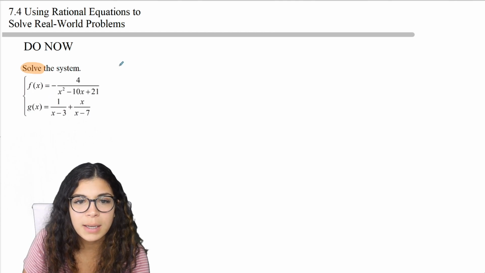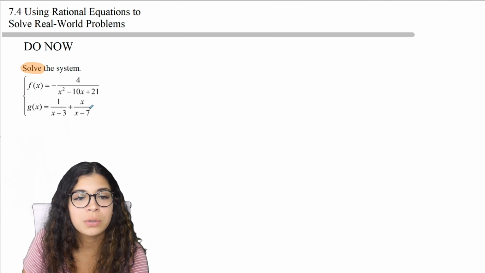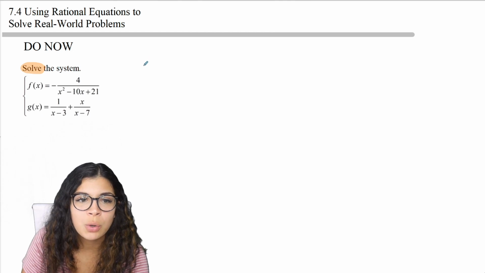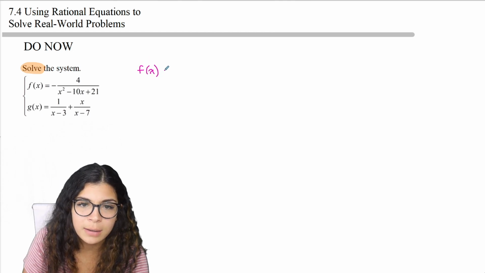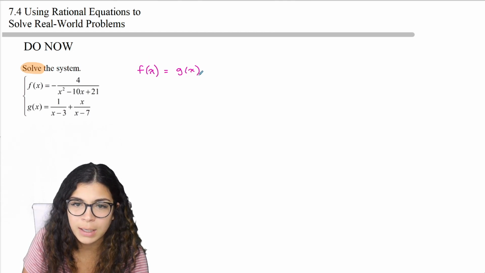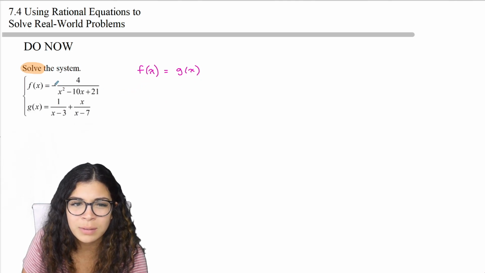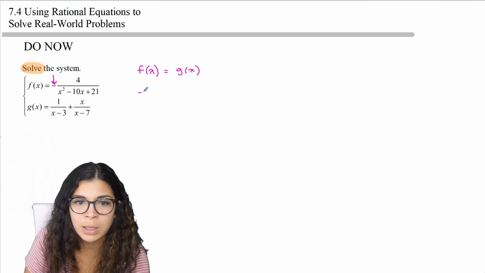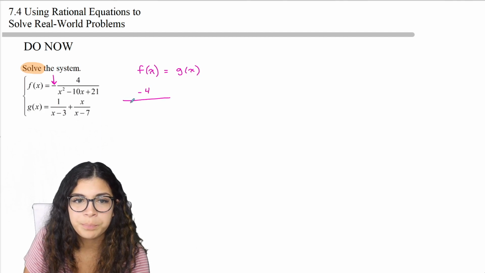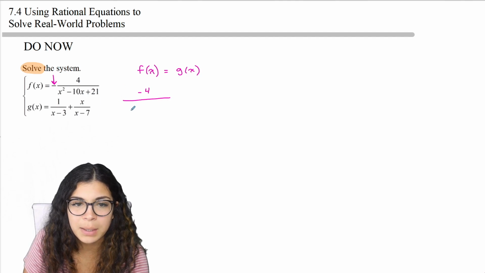Now the solution to any system is where the two functions will meet, right? So where f of x will equal g of x, all right? So I'm setting up the -4. Now sometimes I will accidentally forget that negative, so I'm just gonna bring the negative from the fraction to the numerator. So we have -4 over x squared minus 10x plus 21.